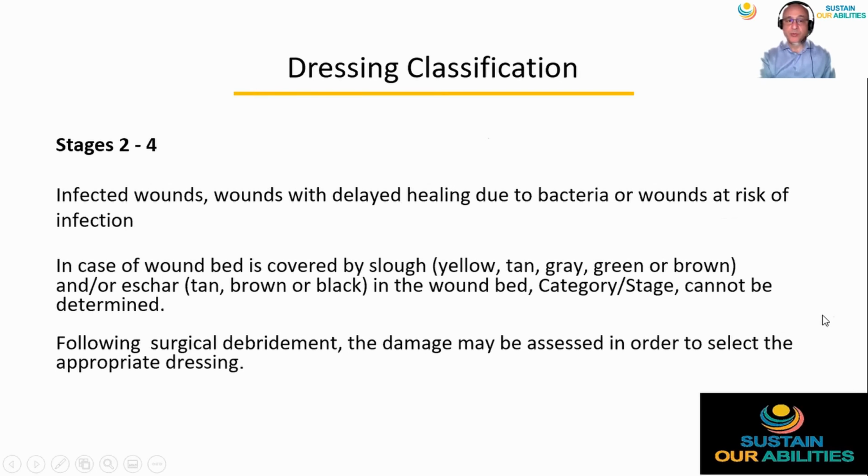For stages 2 to 4 and infected wounds with delayed healing due to bacteria or wounds at risk of infection, and in case of a wound bed covered with slough, yellow, tan, gray, green or brown, and/or eschar, tan, brown or black in the wound bed, the category stage cannot be determined. Following surgical debridement, the damage may be assessed in order to select the appropriate dressing.